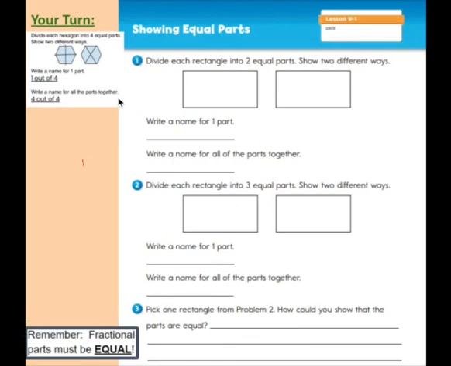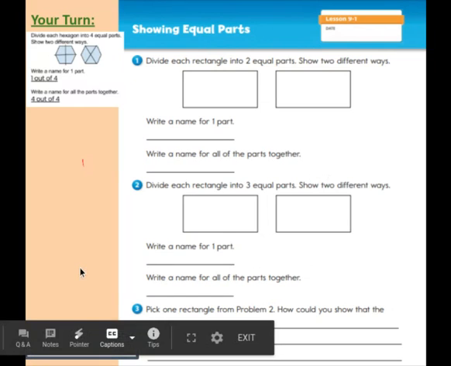Now it's your turn. On the next slide, you can go ahead and complete this page. You're going to divide the rectangles, the top ones, into 2 equal parts, these into 3 equal parts. And then you're going to write a name for one part and write a name for all of the parts. Remember that fractional parts have to be equal.